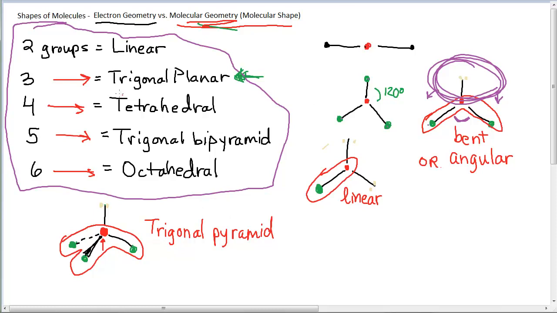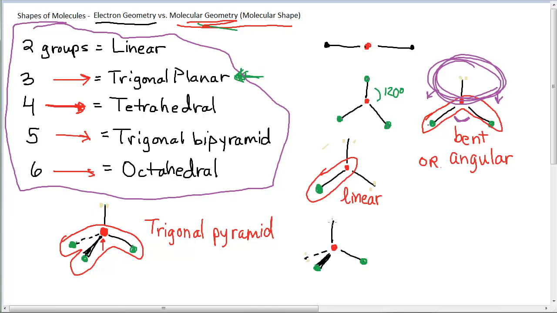All right, so 4 groups around the central atom. Electron geometry is tetrahedral. If only 3 atoms are attached and one of the groups is a lone pair, I call that a trigonal pyramid. Let's look at the tetrahedral again. And let's say, again, 4 groups around the center, tetrahedral, no ifs, no ands, no buts. But let's say only 2 atoms are attached. The other 2 groups of the 4 are lone pairs.